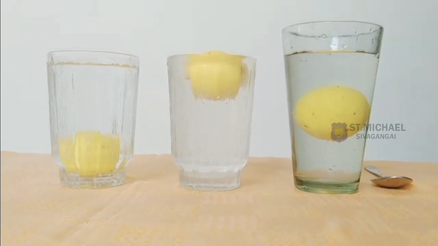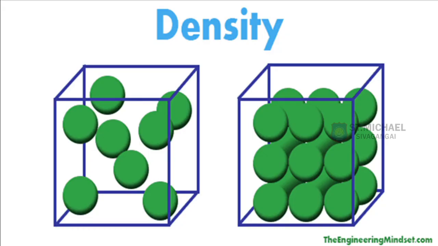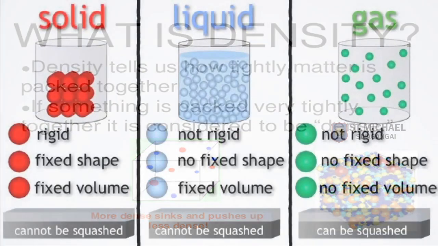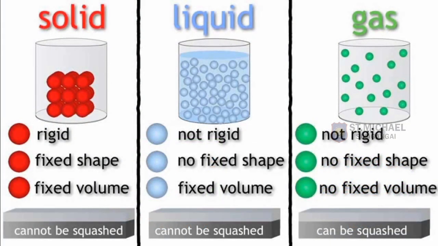So see the differences? The reason behind this is density. Density is the measurement of how tightly or loosely a substance is packed. Solid substances have high density when compared with liquids. Similarly, air has lower density than water.